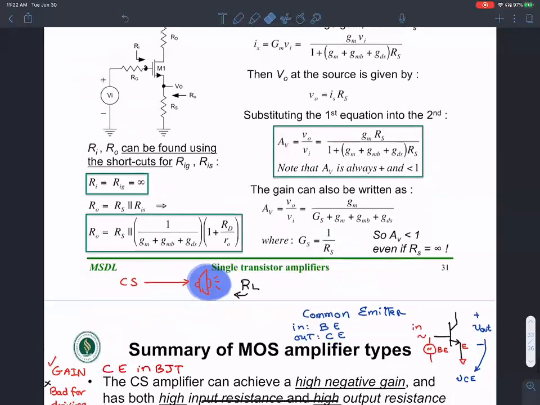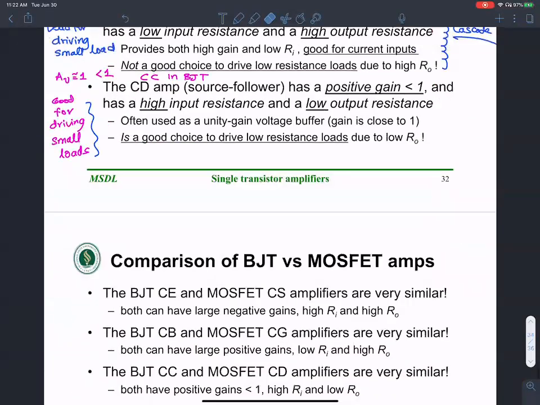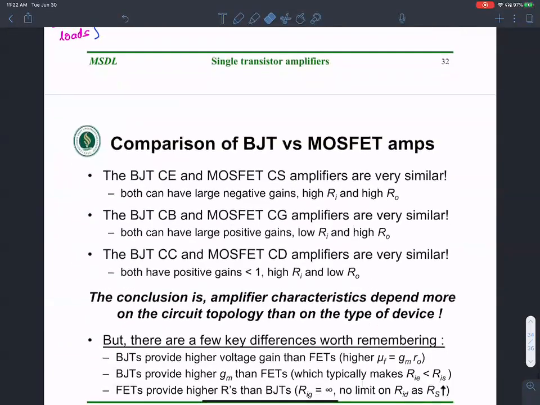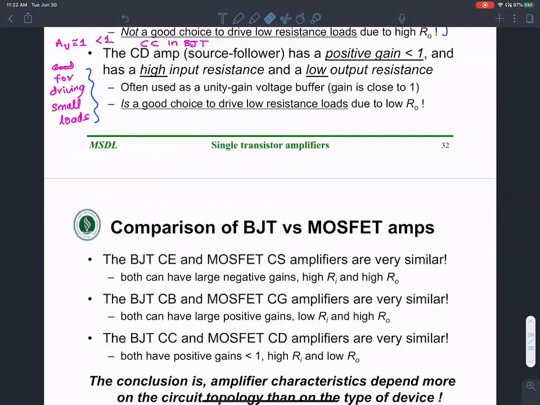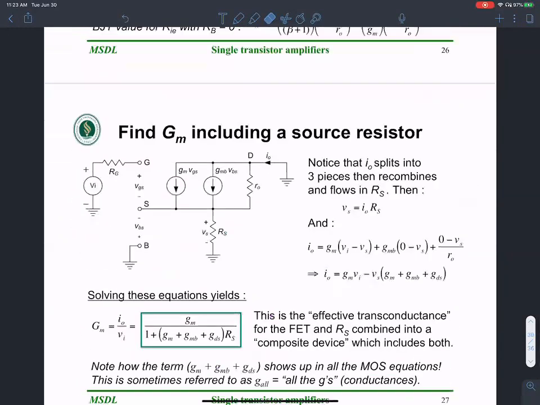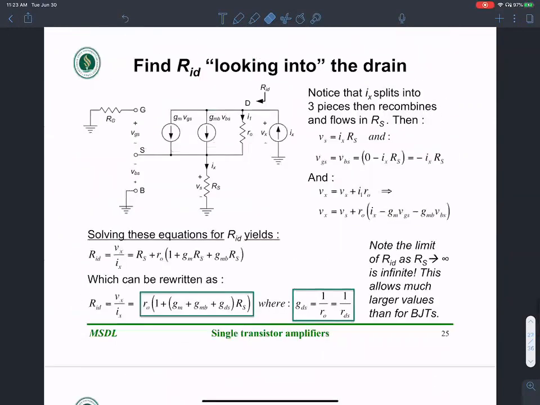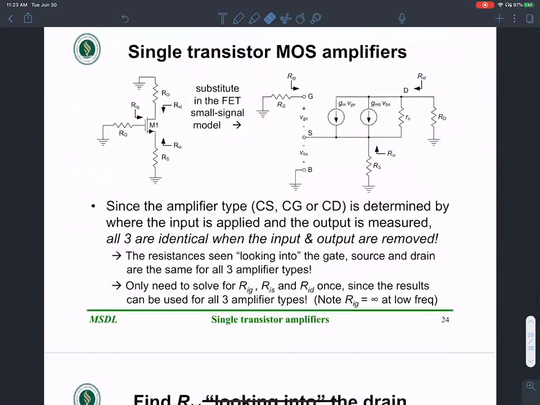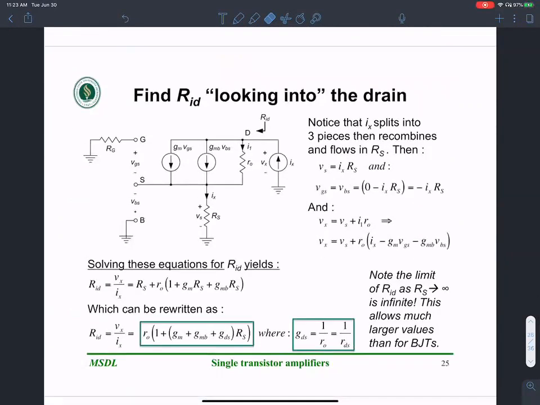All right. Let's see. So that's the idea of single transistor amplifiers. Here is a quick comparison. Let me see if there is an analysis showing the calculation of RS looking into the source, R_D looking into the drain, and so on. So here is again the calculation of R_D.